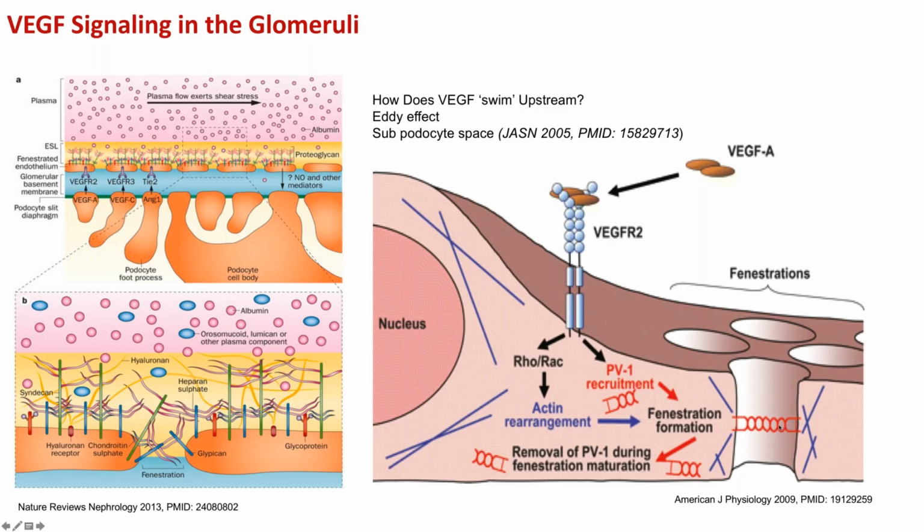this fenestration. So we can think of this as like a coil spring, which maintains the fenestration integrity. And once the fenestration is formed, then this PV1 is removed.